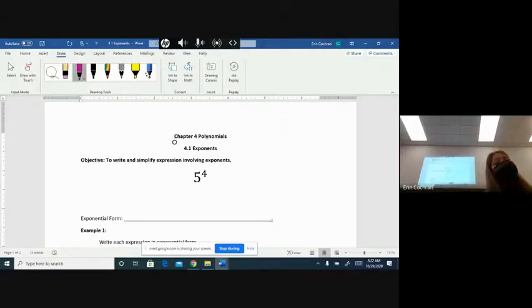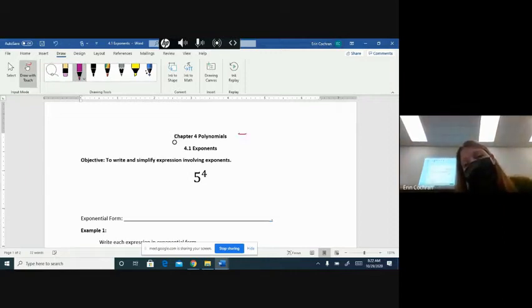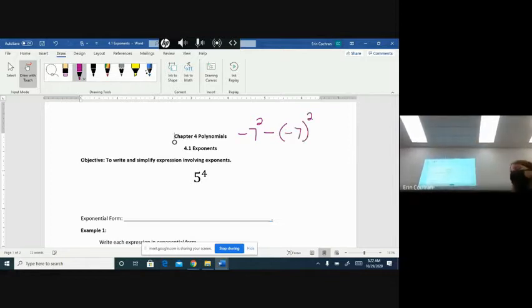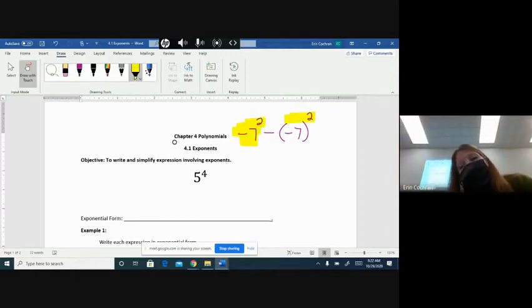The one on the test that a lot of people messed up, I think it was -7 squared minus the quantity of -7 squared. Okay. Here's the question for you guys. Is -7 squared the same thing as the quantity of -7 squared? No, it is not.